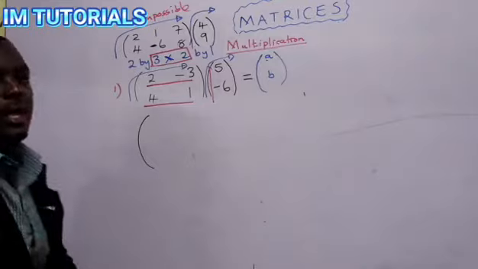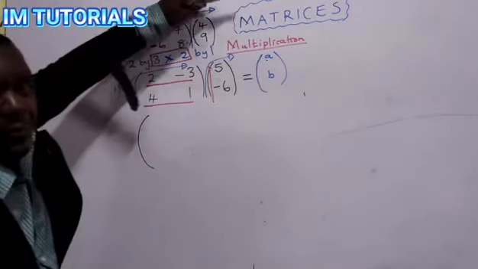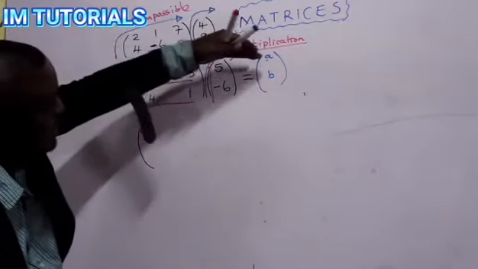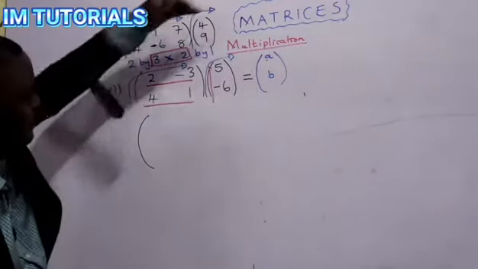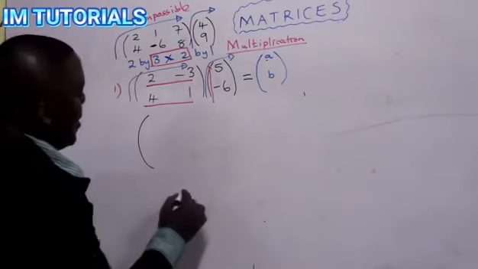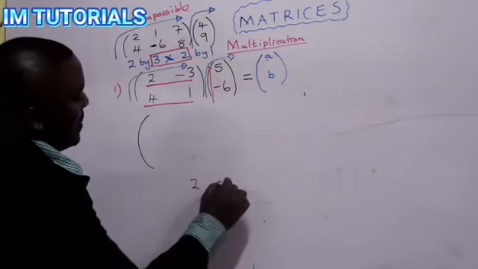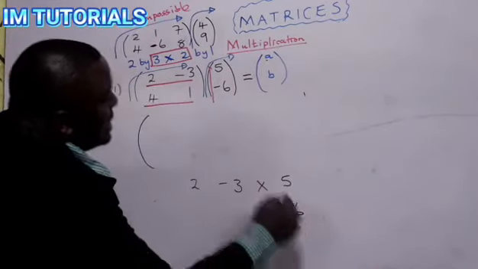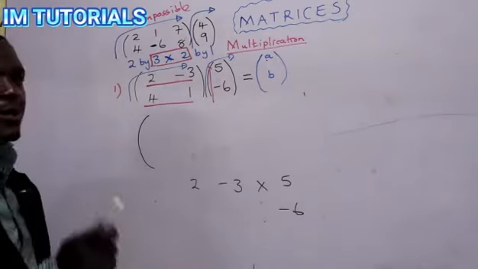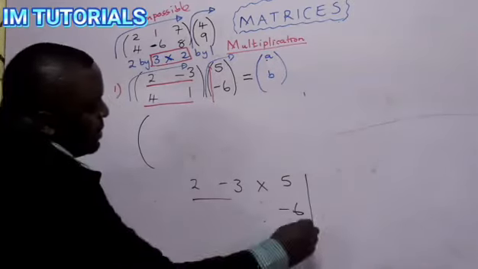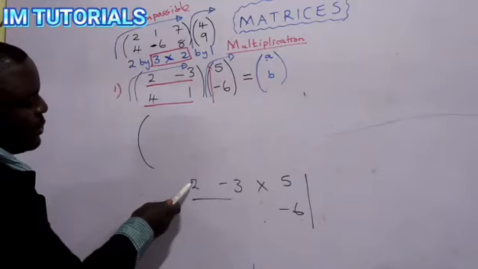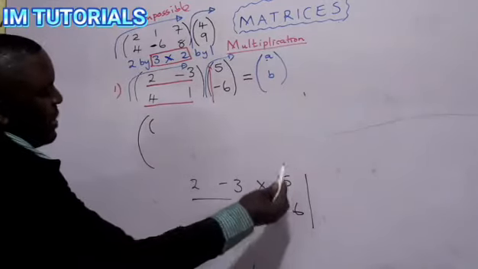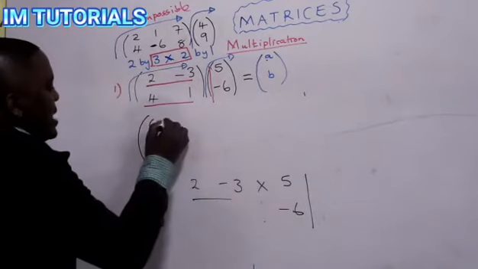Why? Because A is a letter which is above. So we choose the row above. Why? Because we want to find A above, right? So the combination is like this. 2 minus 3 is the row, which is going to multiply 5 and minus 6, which is the column. So when multiplying row by column, the first number in the row is 2. It's going to multiply the first number in the column. So 2 times 5, you get 10, you write 10.